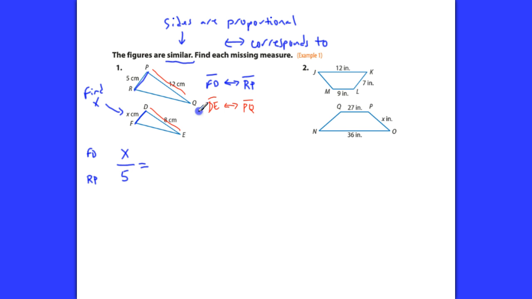So since DE corresponds to PQ, I'm going to take DE, which is 8. I'm going to put it right here, 8 over, and that's DE. I'm going to put that over the value of PQ, which is 12 up here. All right, so if you can see where I got all those numbers, I took X over 5, and then I put 8 over 12. Since I put X on the top from this figure, I have to put this 8 on top from this figure as well. All right, now at this point, you're just going to solve, because the question is asking you to find the value of that X. So solve the proportion.